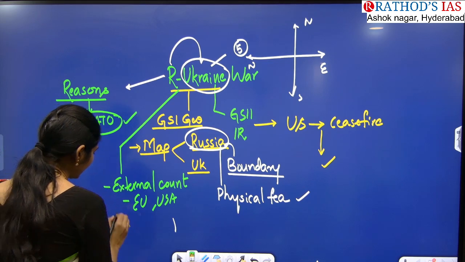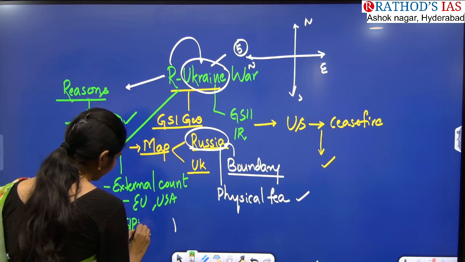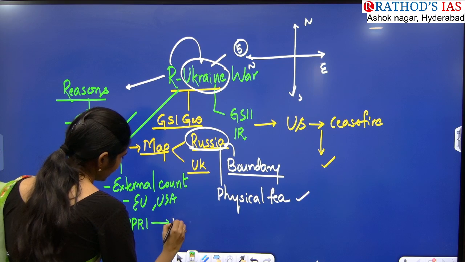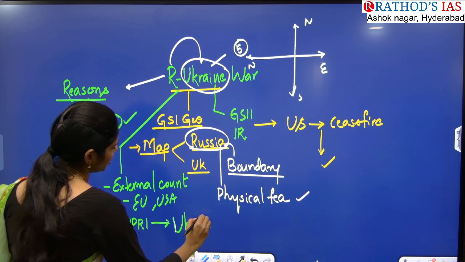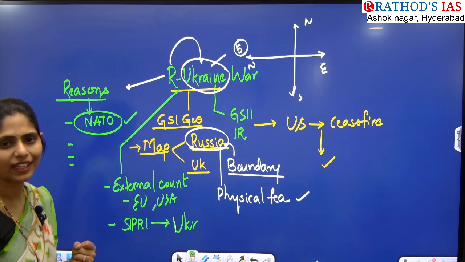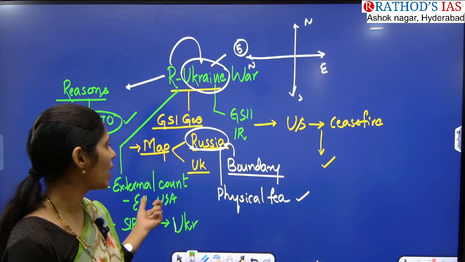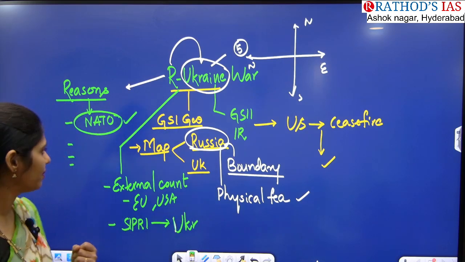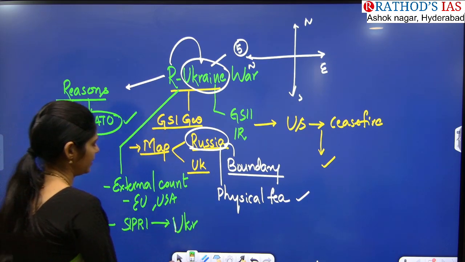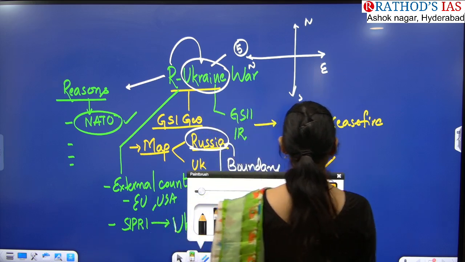And recently there is one report from SIPRI. SIPRI says that Ukraine is now the largest importer of arms from 2020 to 2024. So you have to add that data regarding Ukraine. Okay. And next, yes, the war is happening, it's okay.